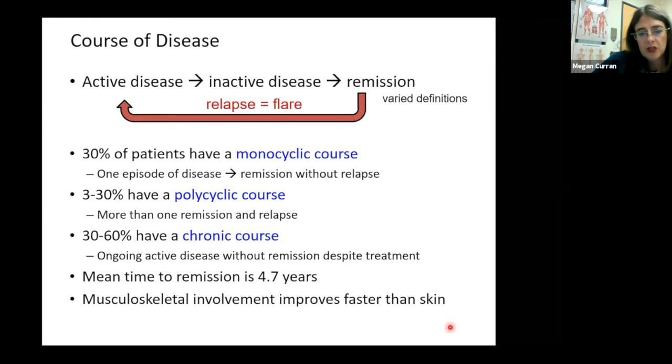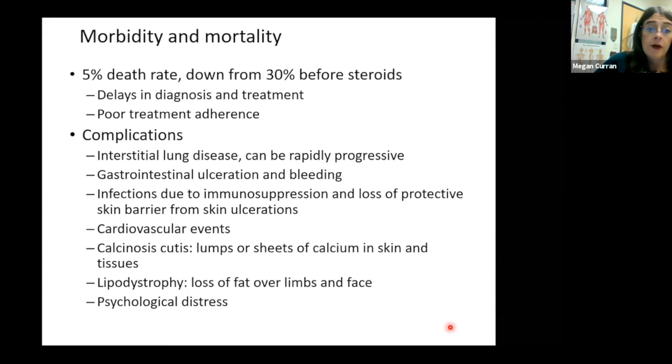The mean time to remission is about 4.5 years, and the musculoskeletal involvement tends to improve faster than skin. Myositis, fortunately, is rarely fatal nowadays. 5% is the quoted statistic. Before we used steroids for treatment, it was up to 30%. And things that can make a patient's disease course worse is if they have a delay in diagnosis or treatment, or if they do not adhere to the treatment plan.